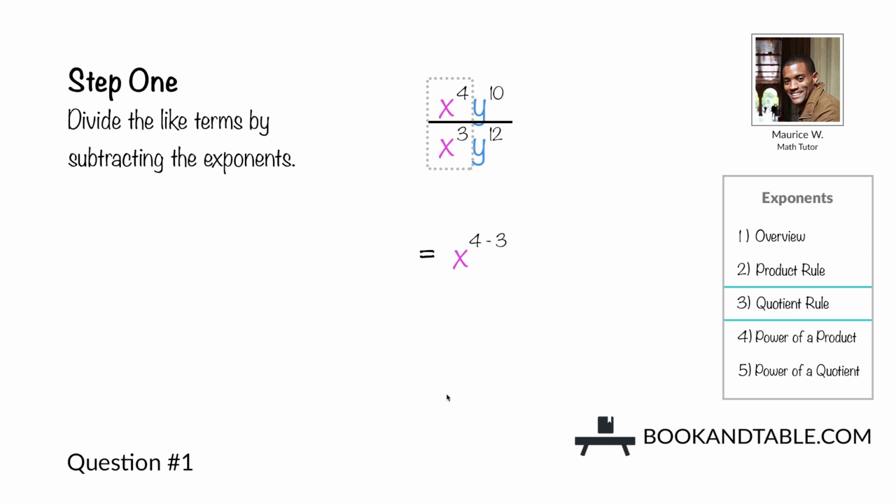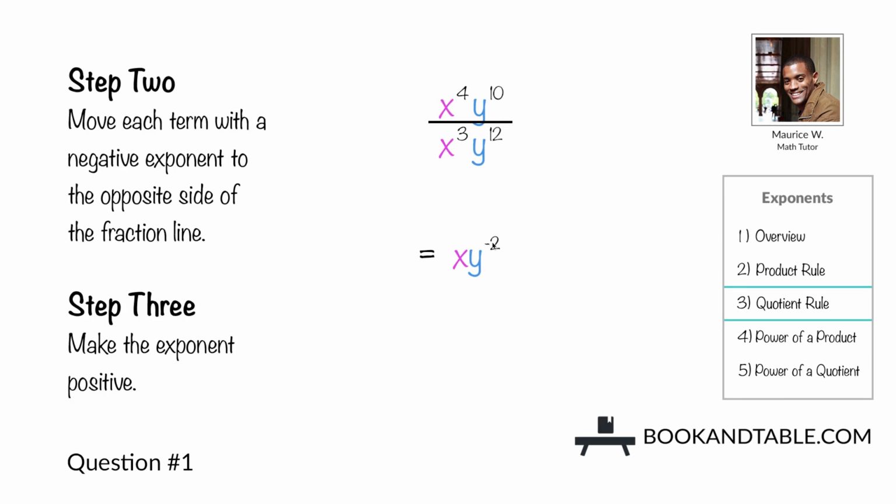Question number 1, step 1, divide the like terms by subtracting the exponents. So you're going to divide x by x. So we have x to the 4th divided by x to the 3rd. When we subtract the 3 from the 4, we get x to the 4 minus 3, which is 1. So that's just x. You divide your y term by the other y term. y to the 10th divided by y to the 12th is equal to y to the 10th minus 12, which is negative 2. So we have a negative exponent, so we'd like to make that positive.